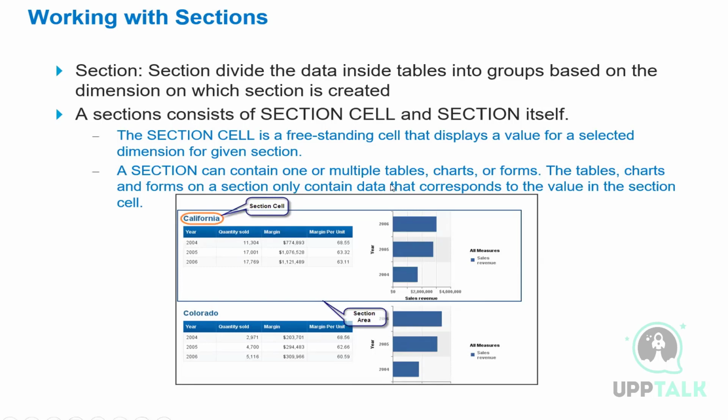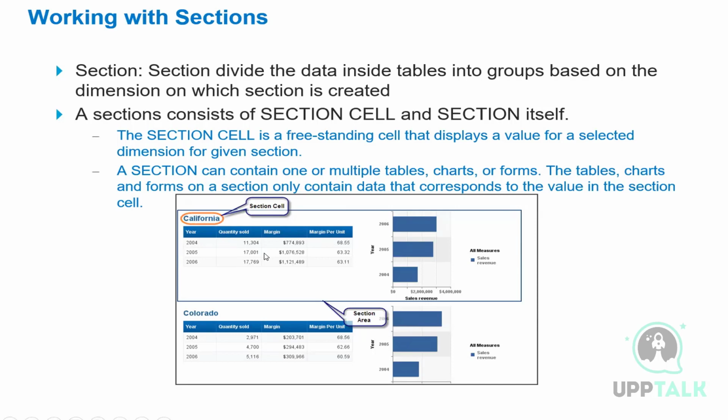A section can contain one or multiple tables. Here in this section, this is the section cell California, and this total rectangle is the section area. In this section area, we have two blocks. One is a table and the other is a chart. So a section can contain one or multiple tables, charts, or forms. The tables, charts, and forms in a section only contain data that corresponds to the value in the section cell.